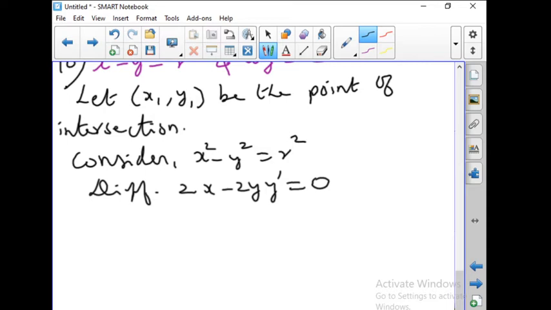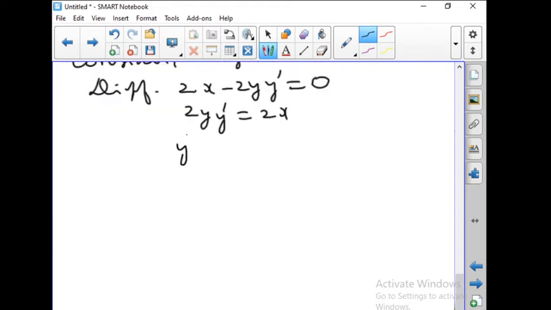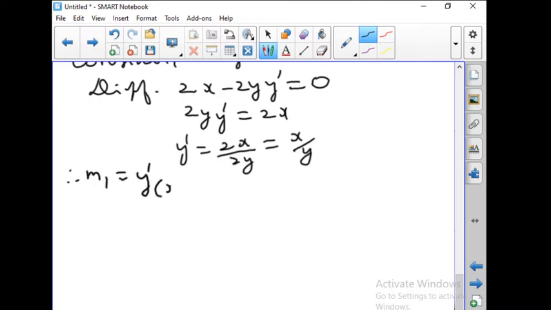So now from this what do you get? 2y y dash is equal to 2x. So y dash is equal to 2x by 2y which is equal to x by y. Okay. So what is m1? m1 is equal to y dash at x1 comma y1. Okay. m1 is y dash at x1 comma y1, so it is equal to x1 by y1.